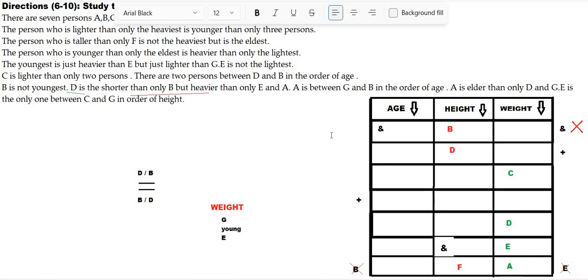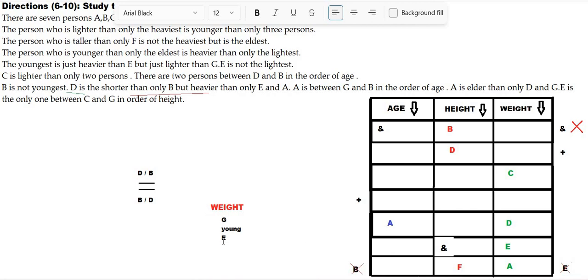No problem. A is elder than only D and G. See again, the word only is very important. A is elder than only D and G means A is older than only 2 persons. A is older than only 2 persons means A is the third youngest fellow. It means these 2 places are for D and G.